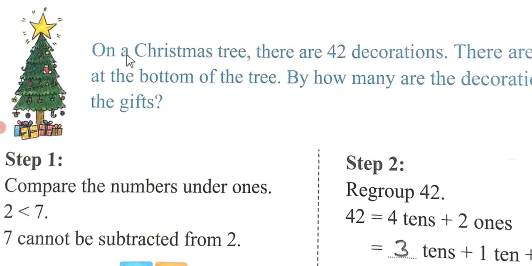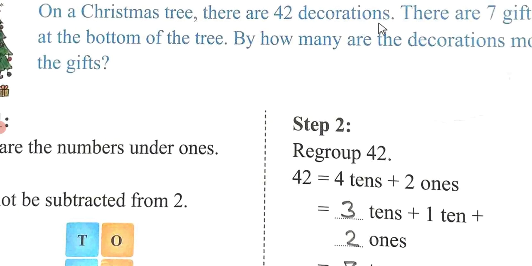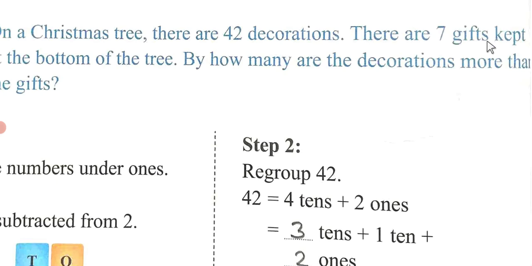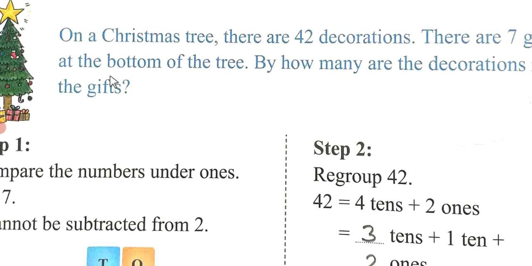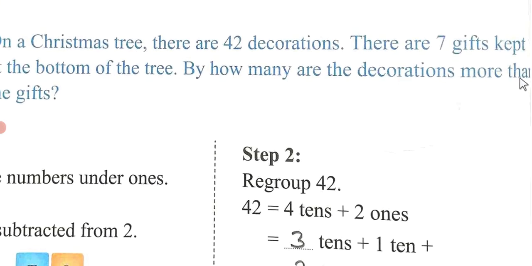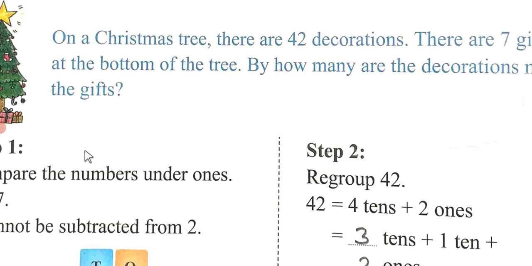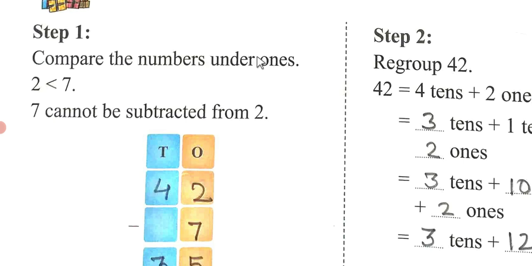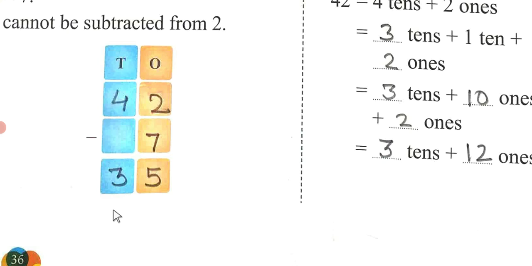Now here on a Christmas tree there are 42 decorations. There are 7 gifts kept at the bottom of the tree. By how many are the decorations more than the gifts? Step 1, compare the numbers under ones. Here also you can see 7 is greater than 2. 7 cannot be subtracted from 2.